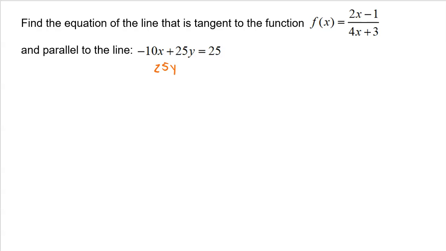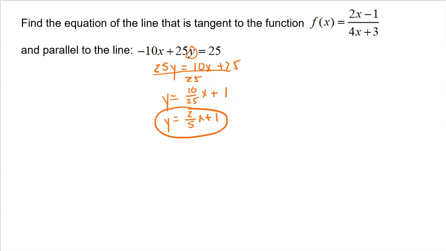So we have 25y equals positive 10x plus 25. Again, all you got to do is solve for y to get into slope-intercept form. Divide everything by 25. I get y equals 10 over 25 x plus 25 divided by 25 is 1. And that is reducible here. Let's see here. Both 10 and 25 are reducible by 5. So we get 2/5 x plus 1. So I now know my slope is 2/5.